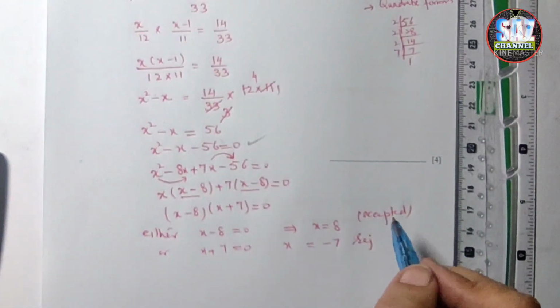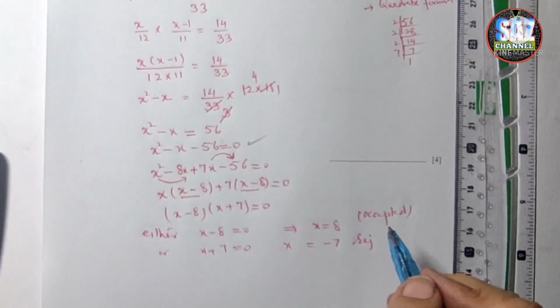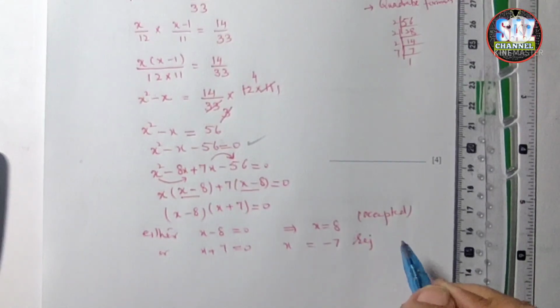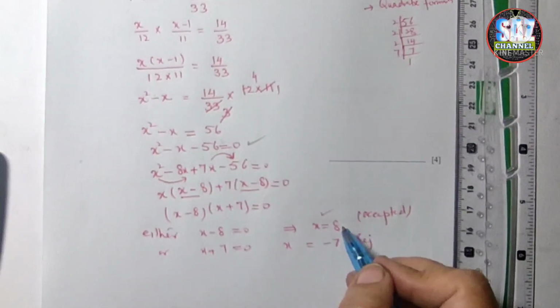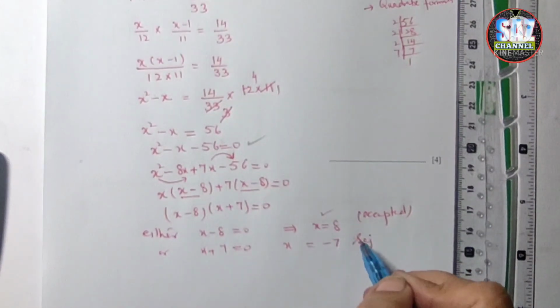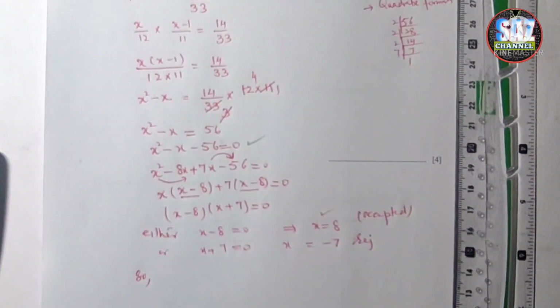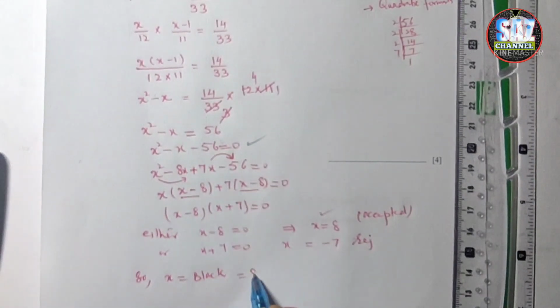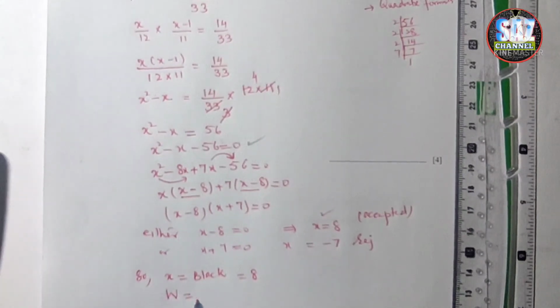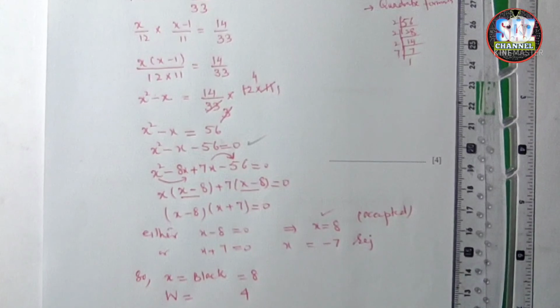Let me read the question once again from the top. The question was saying a bag contains 12 balls, x are black. Yes, x were black, so there will be 8 black balls, and others are white. If we want to find how many are white, although the question is not asking, total were 12. A bag contains 12 balls, so the others, meaning white, will be 4. White will be 4. If we need to use this information, we can use it. I hope you are clear about probability with algebra.